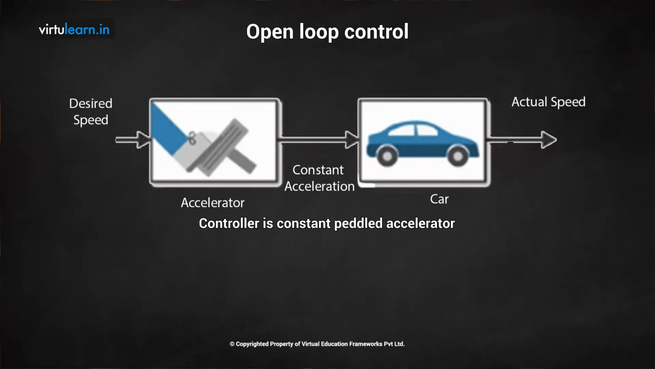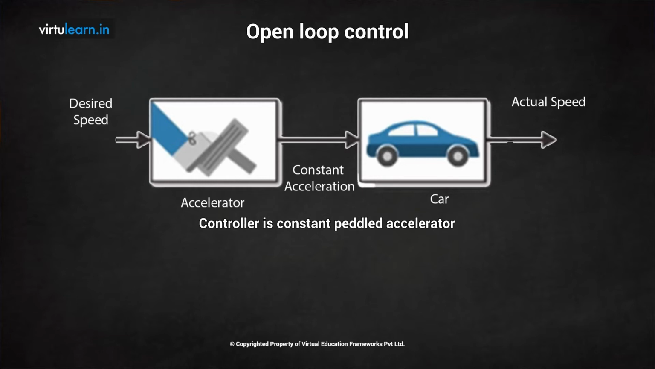Now your controller is nothing but the accelerator, and you are going to pedal it. I am going to give a constant force on the pedal of the accelerator. When you give the constant pedal, the output is the actual speed, and you know the input speed. So this works well because you know how much force you need to apply to get 50 km per hour. You press this and it works well when there are no disturbances.